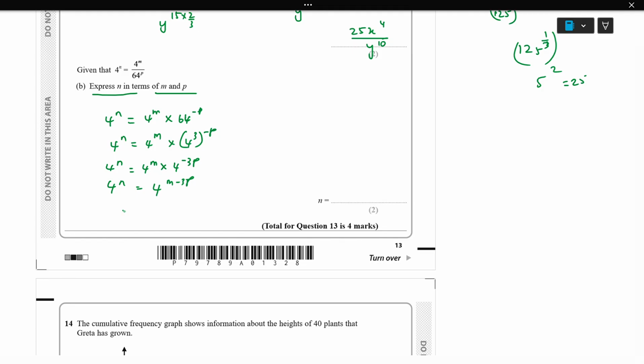Now compare both sides. Since it is one base, I can compare: n equals m minus 3p. That's the answer, m minus 3p.